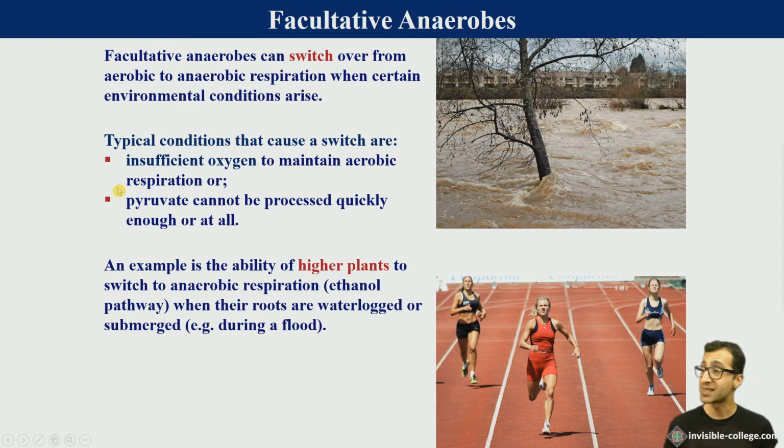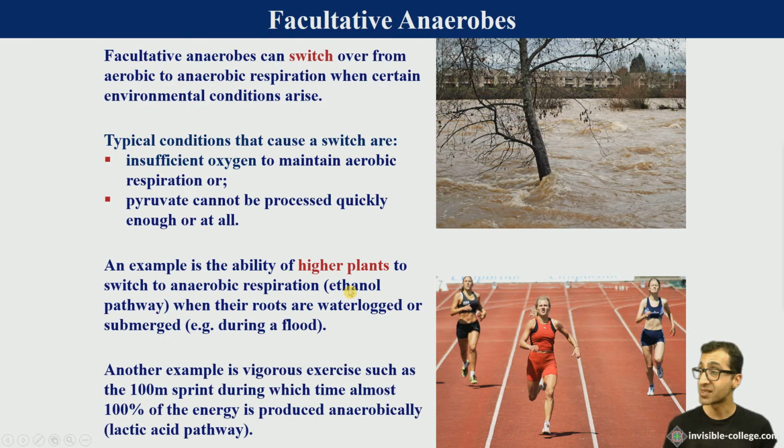An example of this is the ability of higher plants to switch to anaerobic respiration when their roots become waterlogged or submerged. Another example is in humans when you undergo vigorous exercise. For example, in sports such as the 100-meter sprint, almost the entire time the athletes are respiring anaerobically because their bodies are generating pyruvate at a rate which is too high to be broken down by the available oxygen, given even their highly trained respiratory system's ability to deliver that oxygen to their respiring tissues, along with their circulatory system.